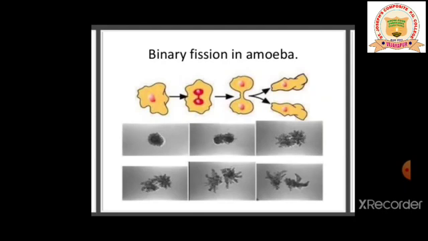Then we have seen the two types of reproduction, that is asexual and sexual reproduction. So we started with asexual reproduction. Asexual reproduction is a method in which a single individual or a parent is capable of producing offsprings.